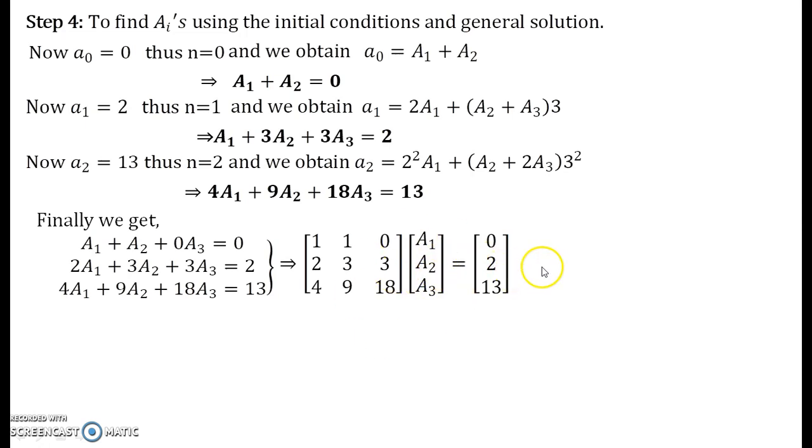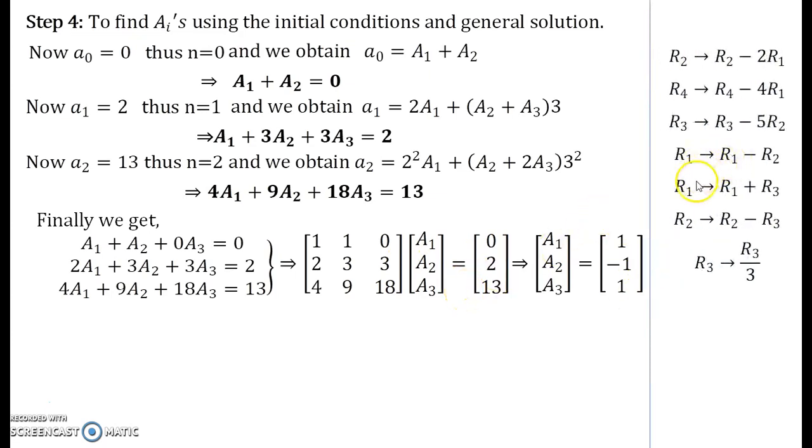But if you are allowed to use a calculator, and if your calculator permits, you can plug these values into the calculator and you will get a1, a2, a3 as 1, -1 and 1. But if you do not have a calculator to use, then you will have to go by the Gaussian elimination method and use all these row transformations on this coefficient matrix. Do them one by one, and you will finally land up with a1, a2, a3 equal to 1, -1 and 1.